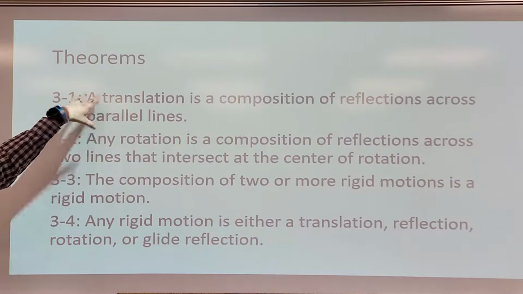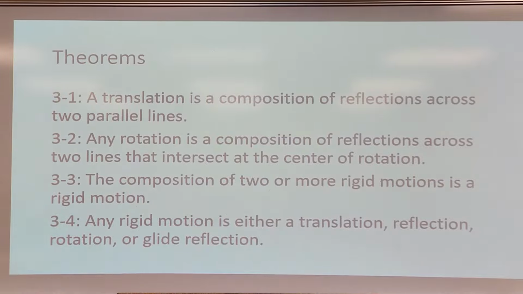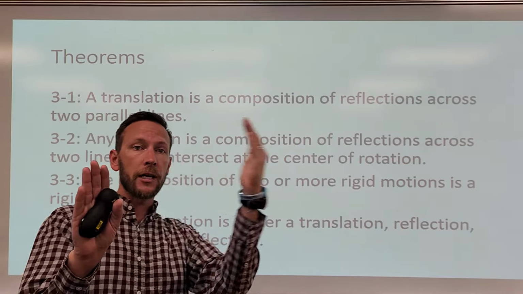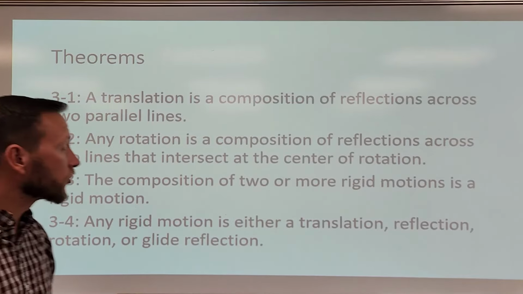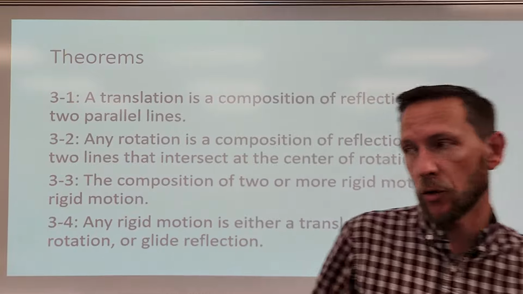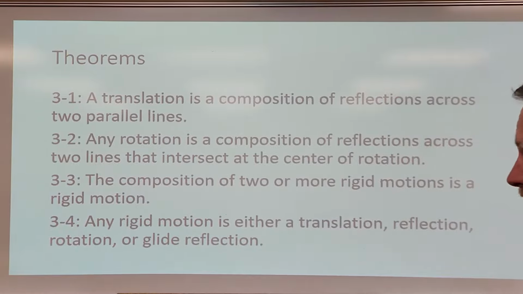The first is to recognize that every translation is just a composition of reflections over parallel lines. All right, so that work that we've already done in our translations lesson, recognizing that reflecting over a vertical line and then another vertical line has the same result as if we just translate it 2 times the distance between those parallel lines. Second, any rotation is a composition of reflections across 2 lines that intersect at the center of rotation. We saw this in the very last example in our rotations lesson.